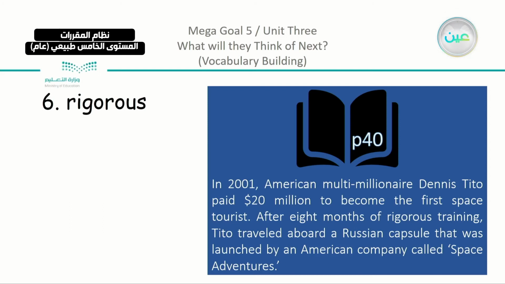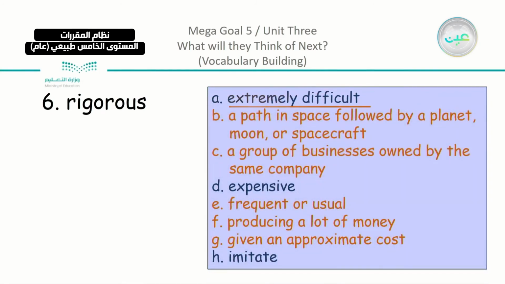He had to have, as we can see here, after 8 months of rigorous training. So the training wasn't easy. It was rigorous. Now we can say that rigorous here, yes, it is. Let's just go back, I'm sorry. We have here rigorous, yes. Okay, so as we said, it means extremely difficult.